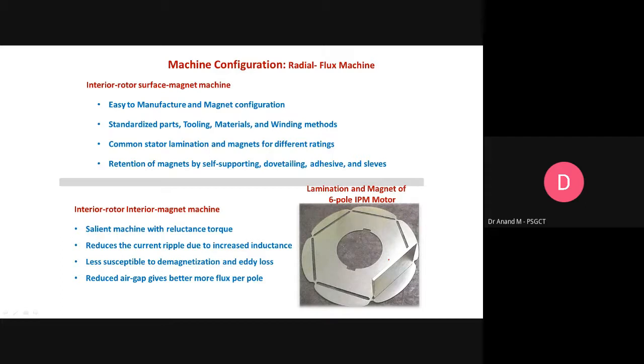Also, interestingly, you can see that the air gap will be reduced if you go for an IPM type of configuration. Having a shorter air gap, the reluctance will be reduced. At last, we can yield a higher flux per pole, which is very essential in designing an electromagnetic system without losing the core saturation point.